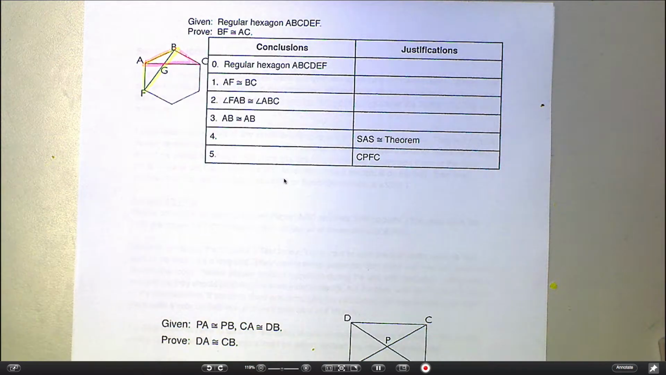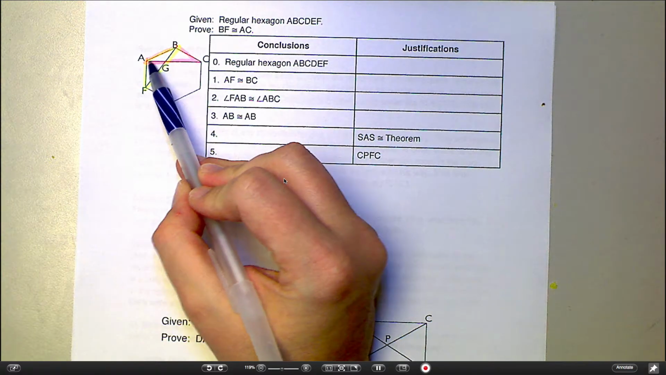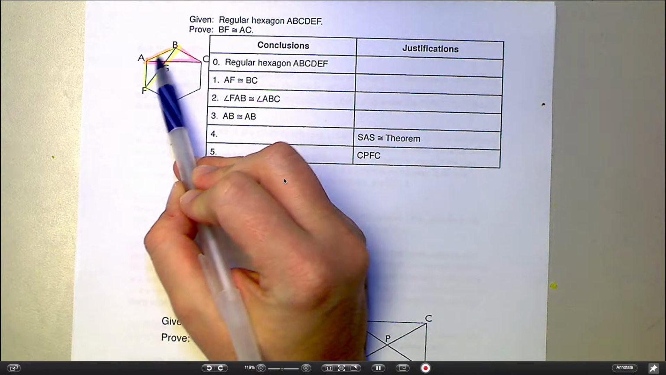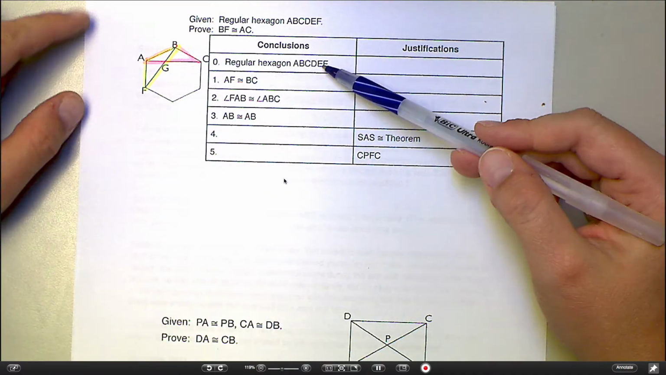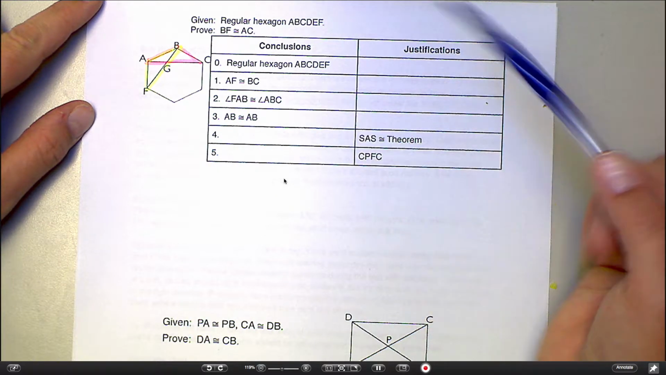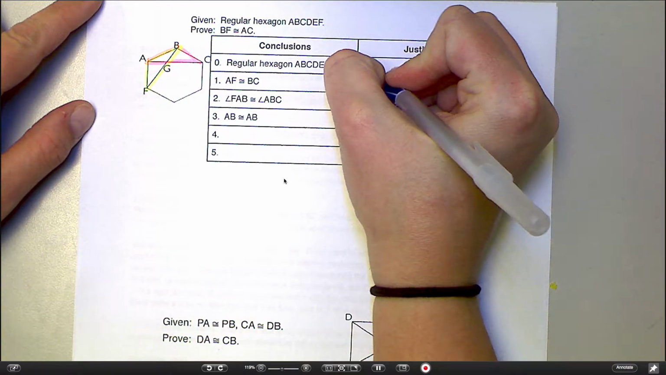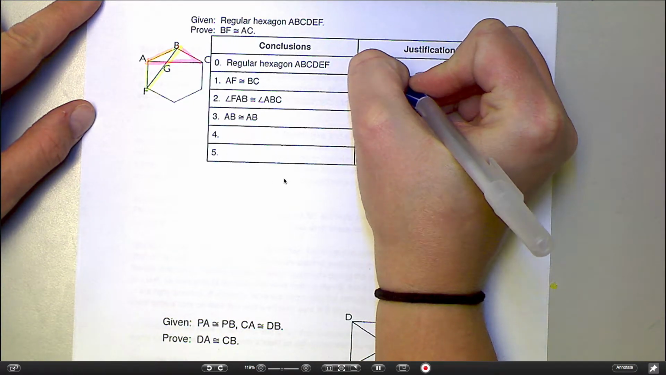Which again, will probably mean that we're going to be using the reflexive property here, because we're going to want this side in the yellow triangle to be congruent to that same side in the pink triangle. Okay, so let's start out here. Regular hexagon ABCDEF, that's what's given to us. So again, our first step is always to list the given.